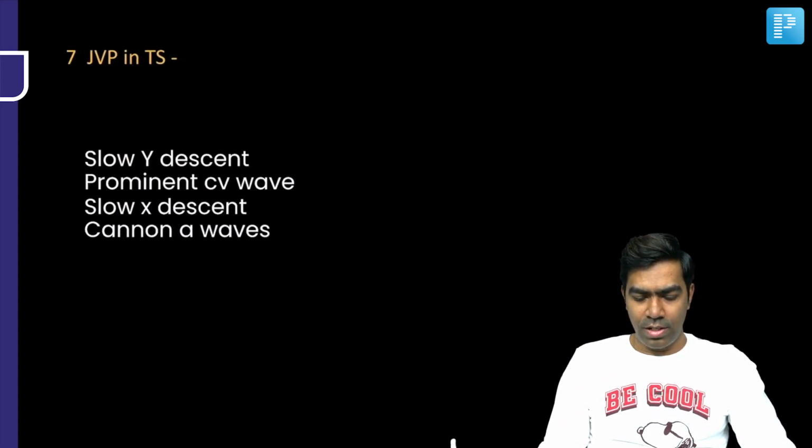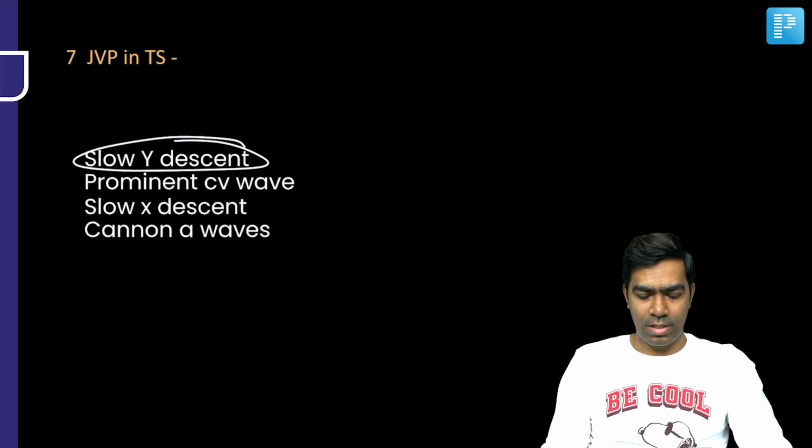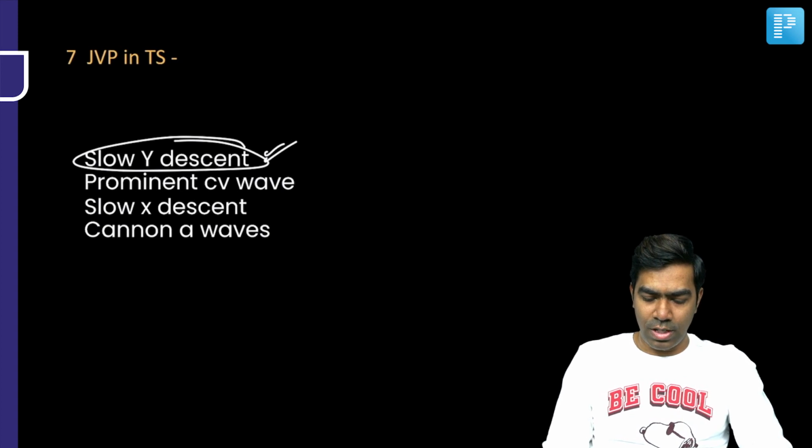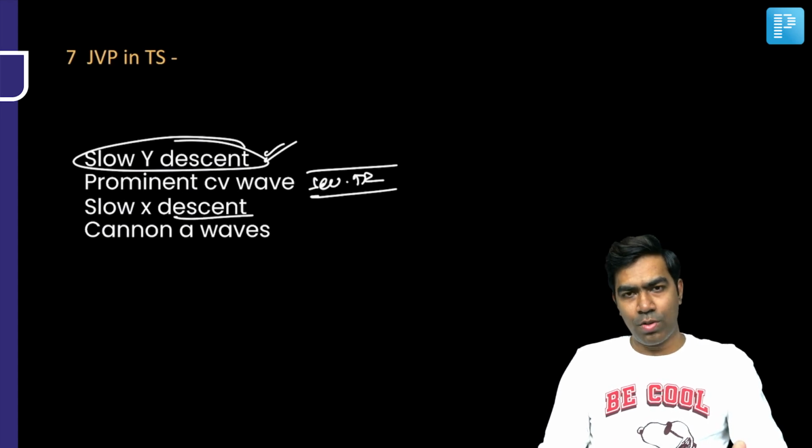Coming to question 7, it is very, very simple and straightforward. What is the JVP finding in patients with tricuspid stenosis? The right answer for this question is going to be slow Y descent. That's as easy as it can get. And prominent CV wave you are going to see in patients with severe tricuspid regurgitation, where you are going to have a large V wave, and slow X descent, of course, is not going to be the answer.